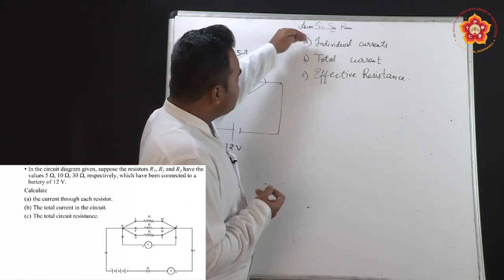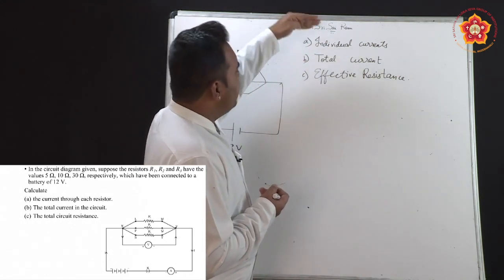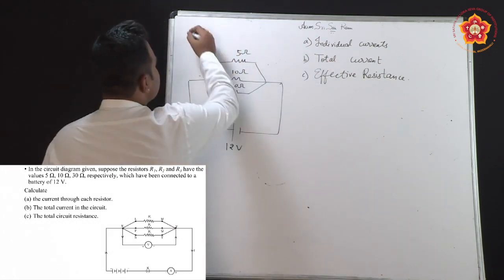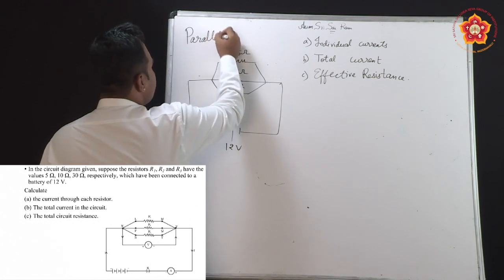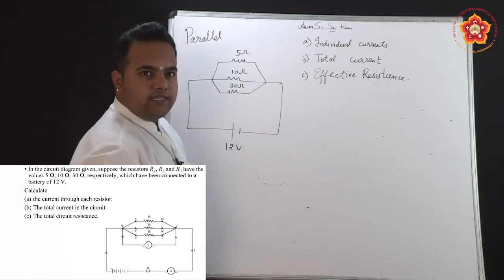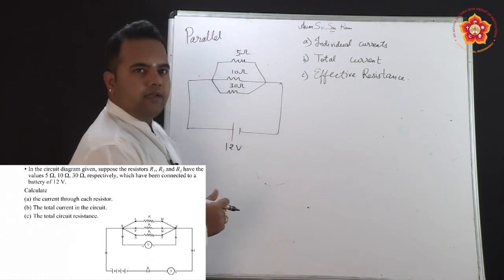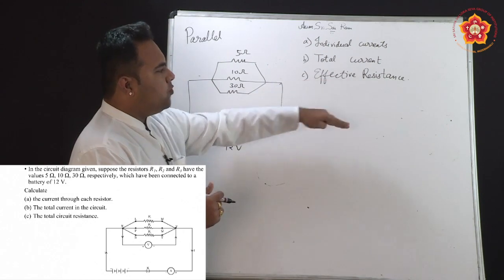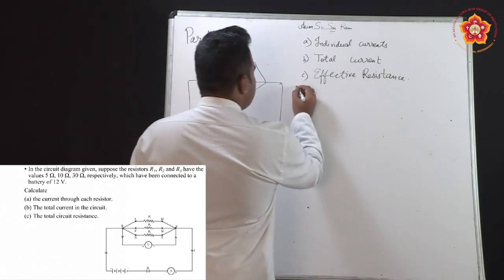But the questions asked are different. Initially they are asking for the individual currents, then the total current and the effective resistance. One thing is clear, that this is a parallel circuit, because in the question it is mentioned that 3 resistors are connected in parallel. The traditional way of solving, steps 1, 2, 3, 4, we saw yesterday. Let's see the other way now, straight away to the solution.